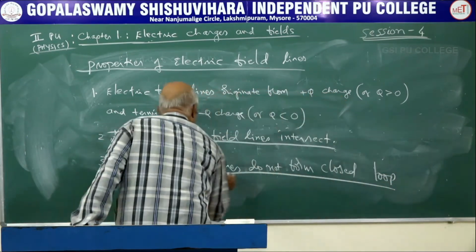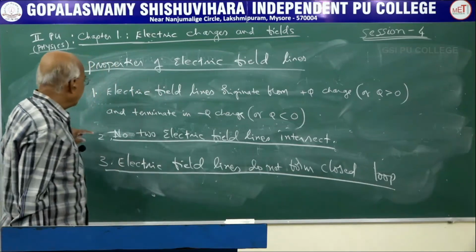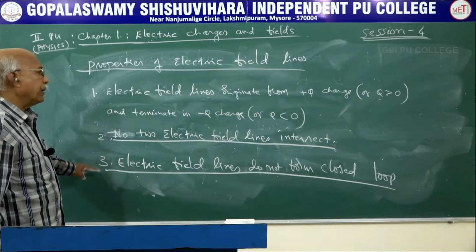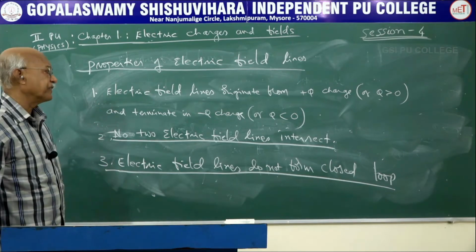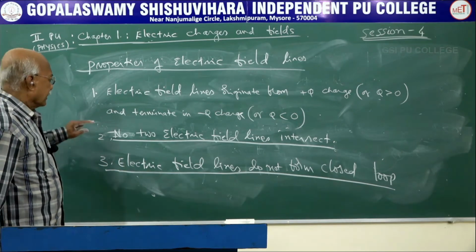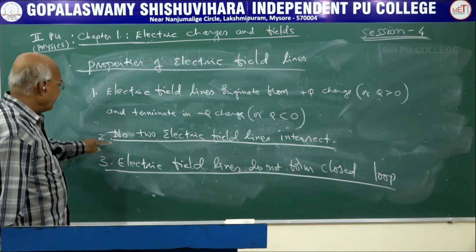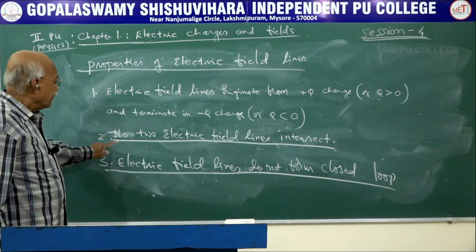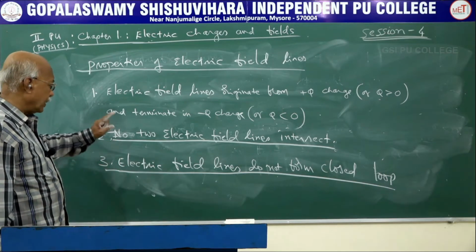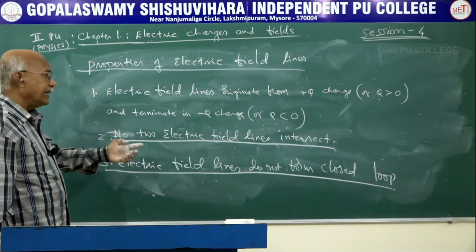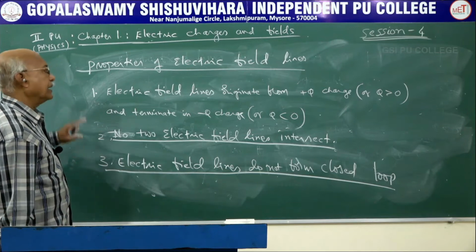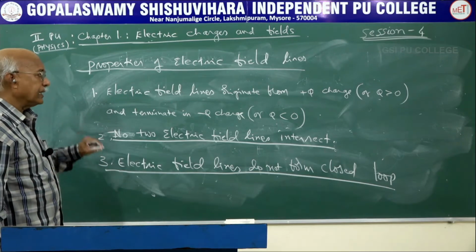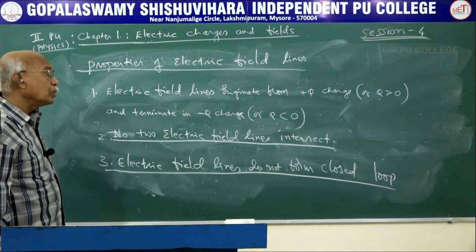Do not form closed loop. Now remember, why has only the second property and third property been underlined? Why not the first or the fourth or fifth? The idea of underlining is that we should remember it is impossible to have two electric field lines intersecting. If they intersect, the physics will not be valid, because a person cannot be found at the same time at two different places.